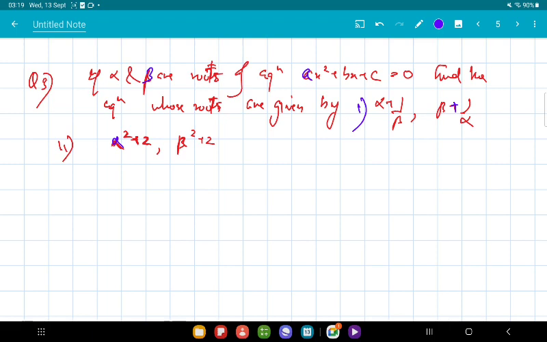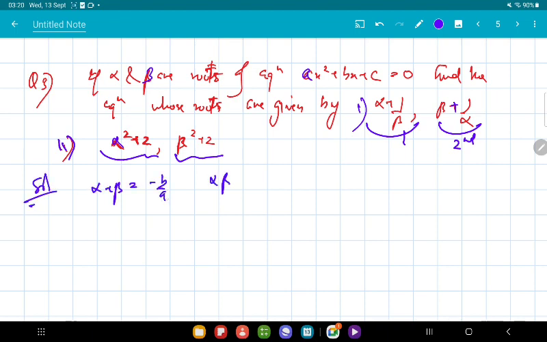Second, if alpha and beta are the roots of the equation ax square plus bx plus c is equal to 0, find the equation whose roots are given by alpha plus 1 upon beta and beta plus 1 upon alpha. This is one root, and this is the second root. So for the solution, alpha plus beta is minus b by a and alpha beta is c by a. This is given to us.